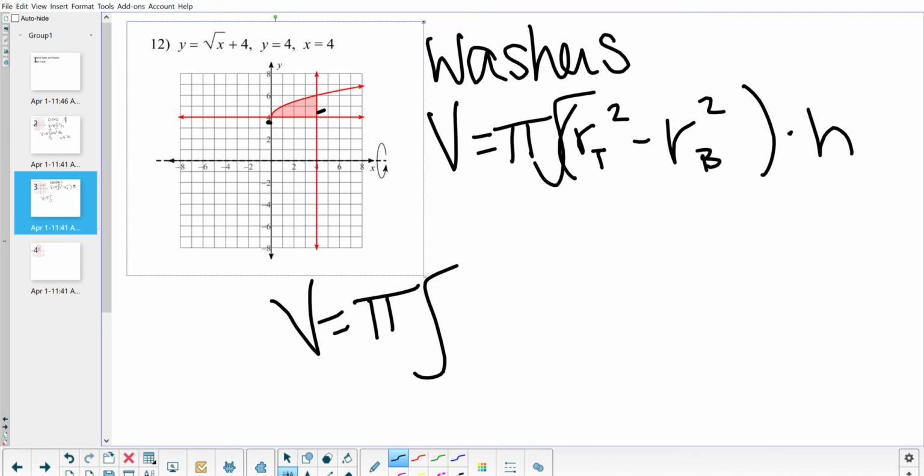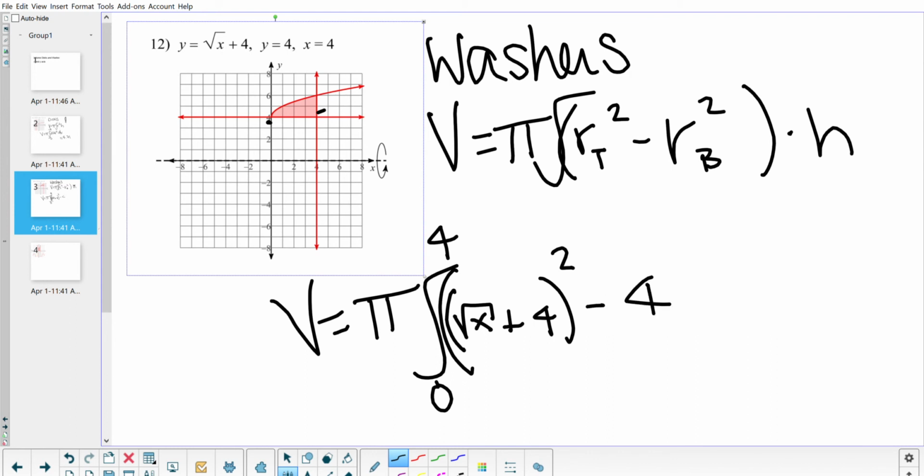Well, specifically for this problem, that would be pi, and we're going to go from x equals 0 to x equals 4. The top function is the square root of x plus 4. I'm going to square that, minus the bottom function, which is y equals 4, and then I'm going to square it, and then times the height. The height of each of these washers is dx. So you would then plug that into your calculator.